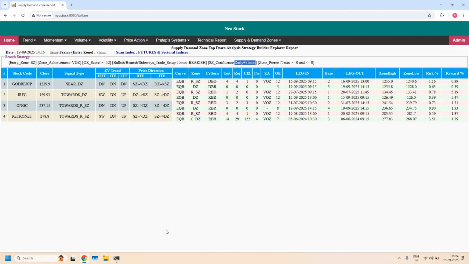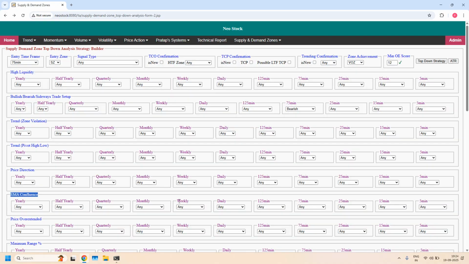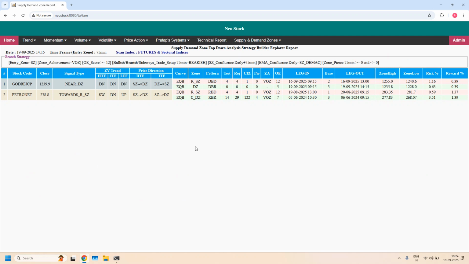Is it enough? No. Because it is overlapped in the daily, so now we need to check whether the daily supply zone has a daily EMA or not, because the daily trend is downtrend in all the stocks. ITF is daily, so I am going back. EMA Confluence at daily time frame, daily supply zone with daily EMA. I am verifying. Now 2 stocks are filtered.